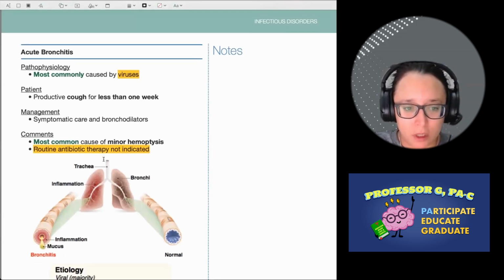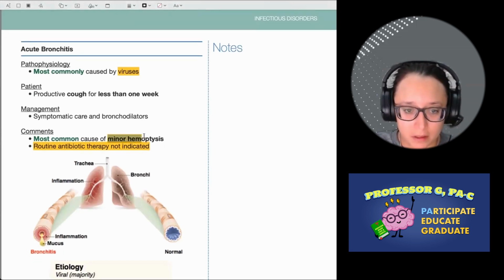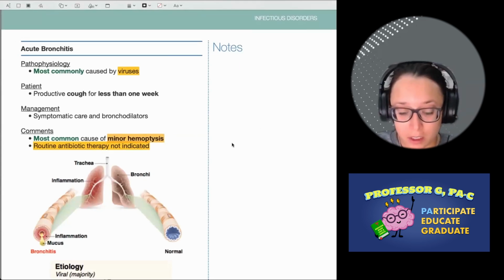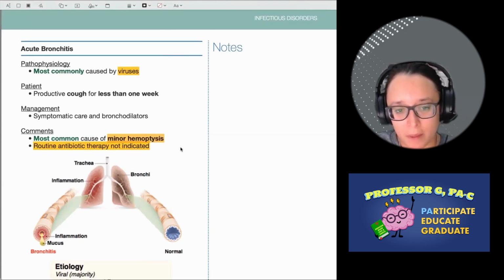And it is the most common cause of minor hemoptysis, meaning a little bit of blood-tinged sputum. This is the most common cause of that. Not cancer, not TB. This is the most common cause. So when you read a vignette, don't automatically assume that because a patient has hemoptysis that it's cancer or TB, because this is more common.